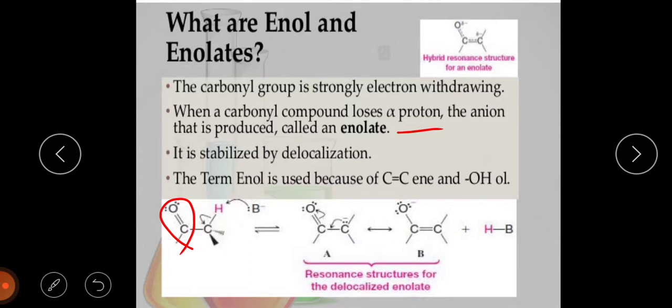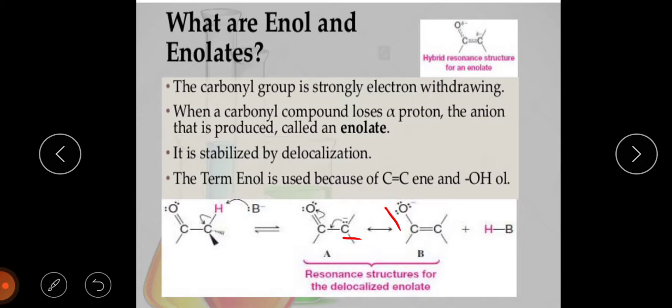This enolate can be stabilized by delocalization. The term enol is used because of ene from carbon-carbon double bond and ol from a hydroxyl group. Two resonance structures A and B can be written for enolate. In structure A, the negative charge is on the carbon atom, and in structure B, the negative charge is on the oxygen atom. Both structures contribute to the hybrid.